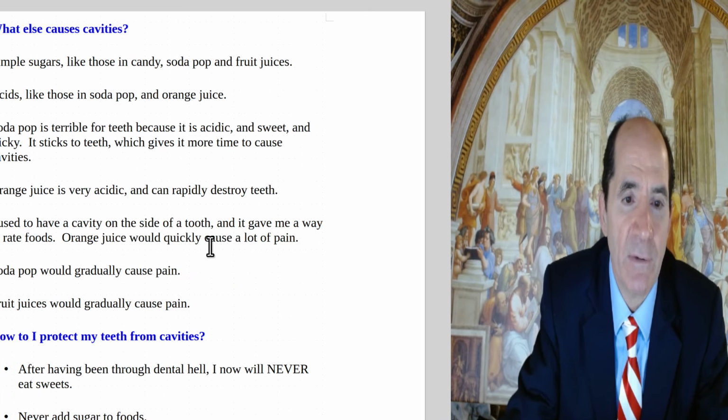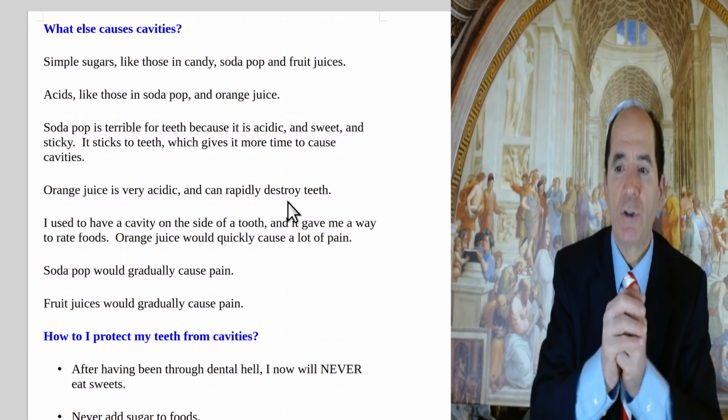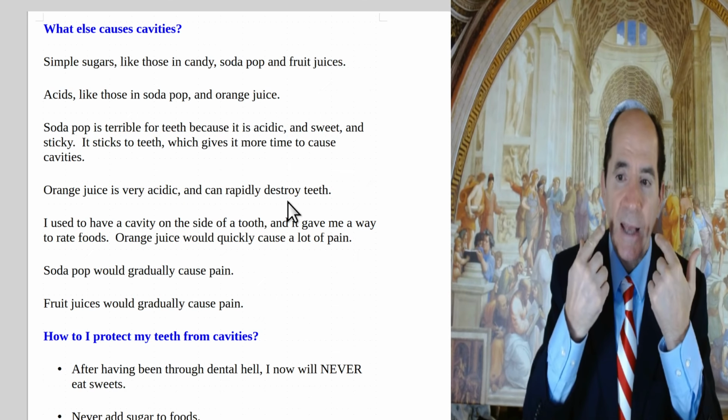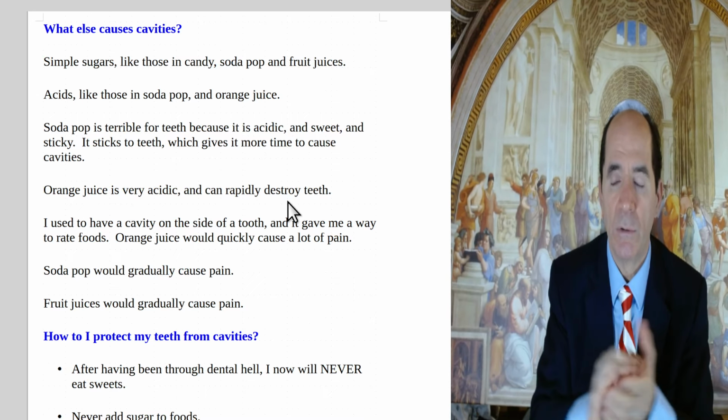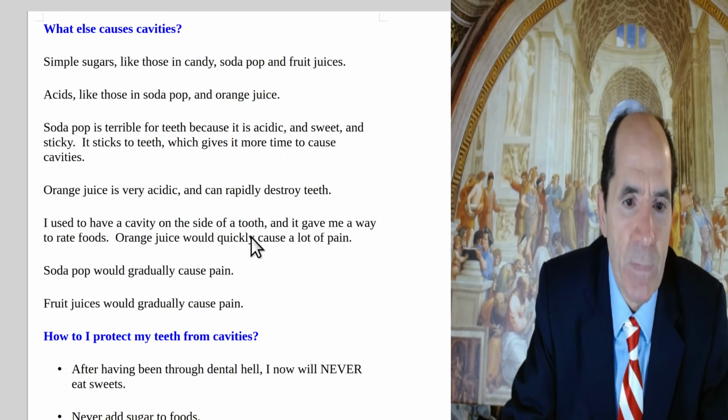What else causes cavities? Again, a cavity is produced by bacteria sticking to the tooth, digesting a sugar, and then its waste product, lactic acid, gets put on the tooth, and that acid burns a hole in the tooth. Okay, that's a cavity. Let's see, what else?